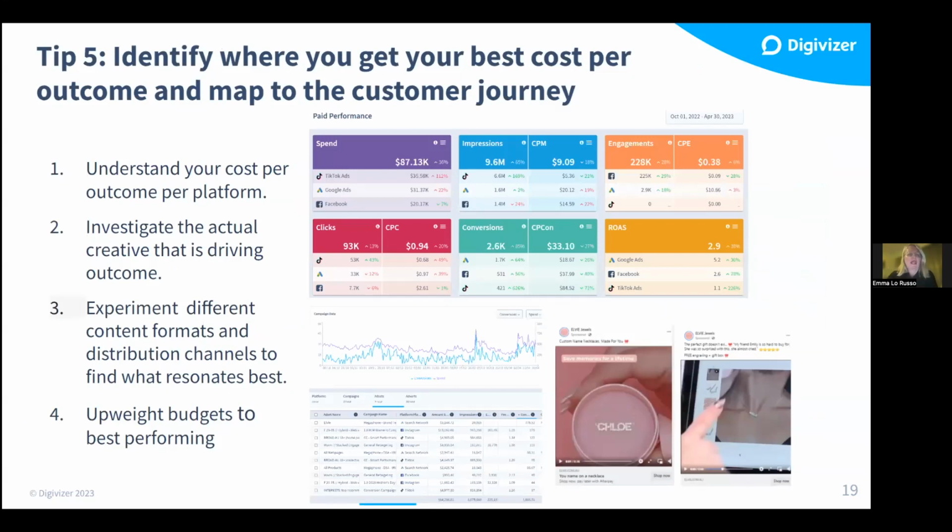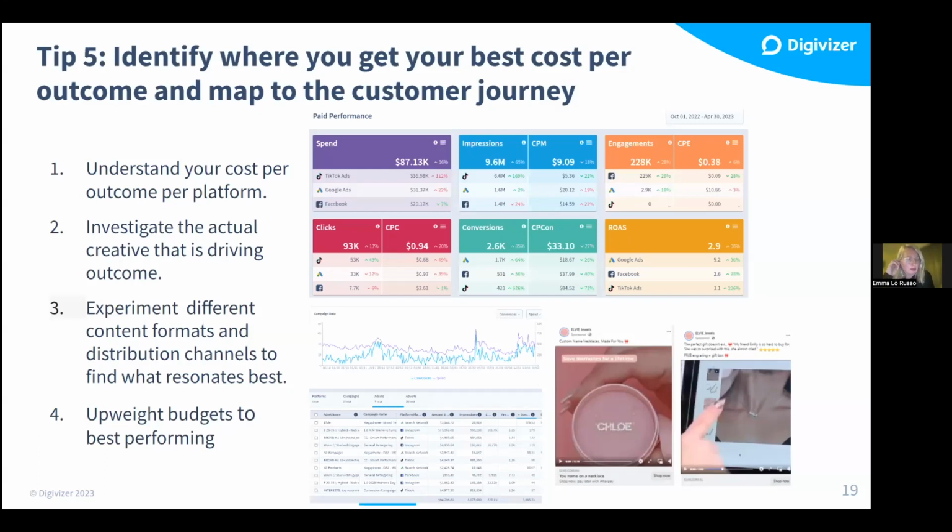If we move into what we think is tip 5, it's to identify where you get your best cost per outcome and make sure that's mapped to the customer journey. What we mean by cost per outcome is that you've got different stages of that funnel. Impressions and video views are top of funnel, engagements and clicks are in consideration, and conversions are bottom of funnel. If you're an e-commerce brand, you'll have a ROAS, return on advertising spend, and you want to know what's actually driving it, whether it's up or down, and where your greatest cost per conversion is.